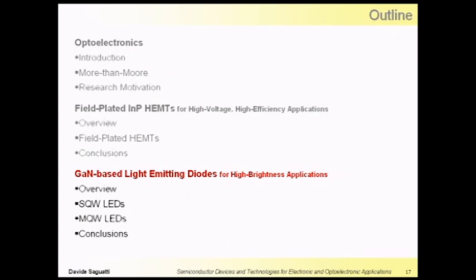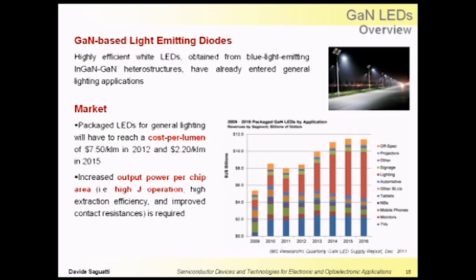Let's now move on to the last part of my talk, which concerns light emitting diodes based on gallium nitride. As I said, gallium nitride blue light emitting diodes are the core of the solid state lighting revolution, because the white LEDs we can now start to find in lighting systems are based on blue light emitting diodes, adding then a yellow phosphor to get the white light. And you can see there the market shares up to 2016, split among tablets, PCs, automotive, lighting, all the different fields in which gallium nitride LEDs are employed.